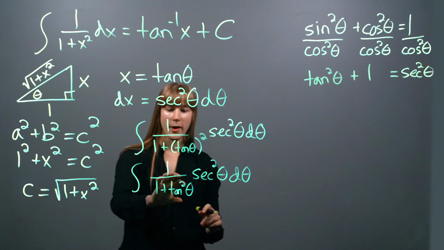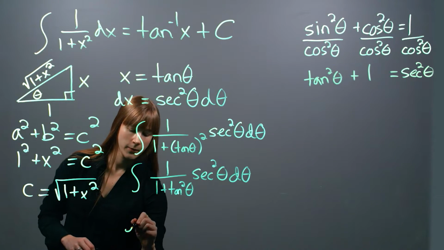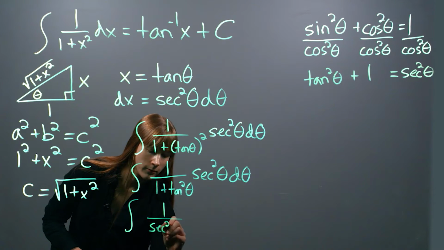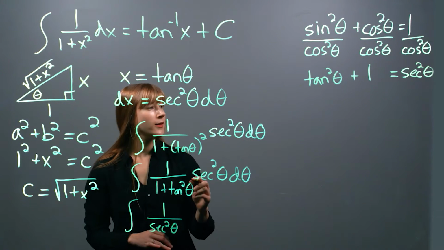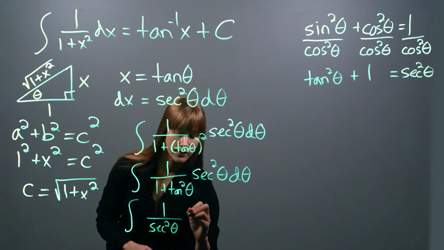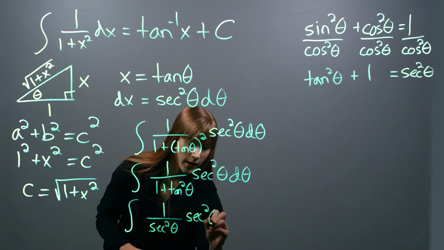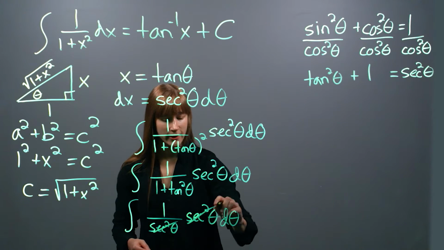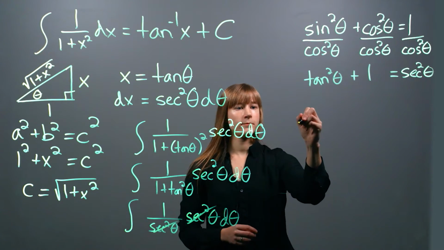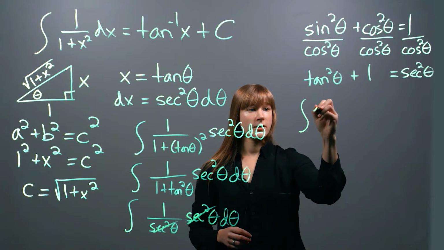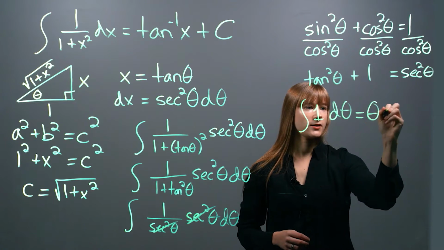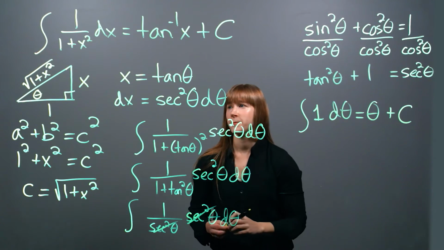So now I can go back to the denominator of my integral and replace the 1 plus tangent squared theta with secant squared theta from my Pythagorean identity. So now things get a lot better. Those cancel. I'll move over here. So now I just have 1 d theta, which is easy enough to integrate.